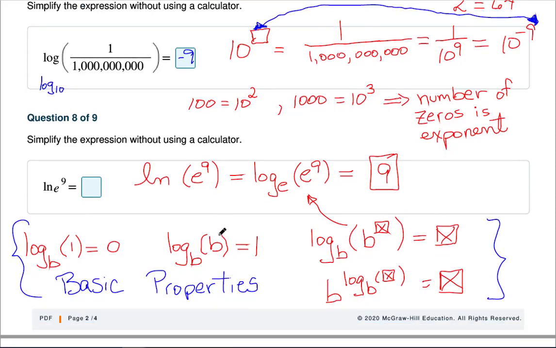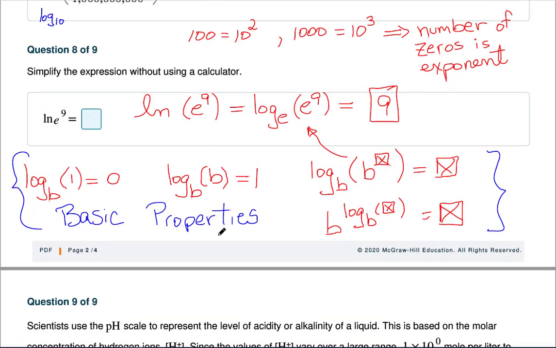Let's see, what about ln of e to the ninth? Well, let's see. ln is a shorthand for log e, got that. And log e of e to the 9 is 9. Well, why is that true? Well, because e to the 9 is e to the 9.